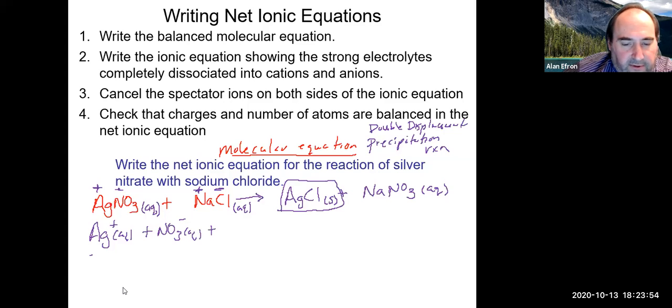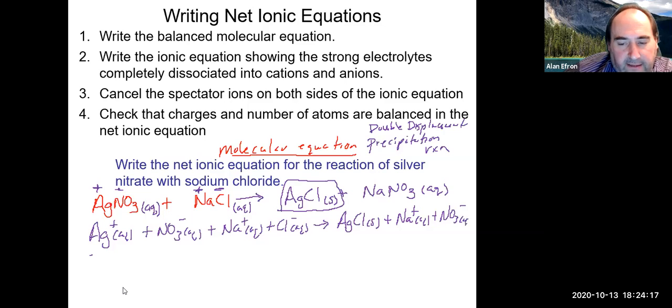Our sodium chloride, which is a strong electrolyte, would break apart into ions. Our solid would stay together as silver chloride. Remember, solid, gas, liquid, weak electrolytes all stay together. And our sodium nitrate, which is a strong electrolyte, would also break apart here. And again, this equation that I just wrote would be known as the total ionic equation.